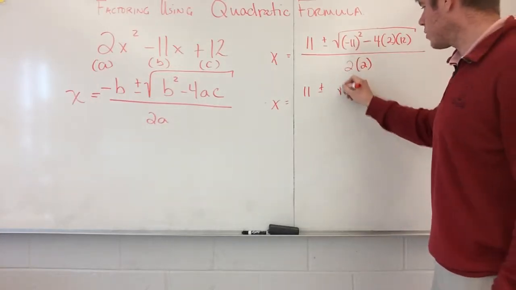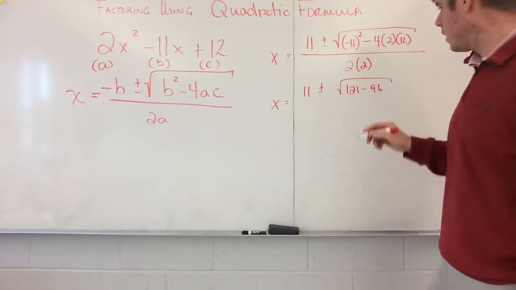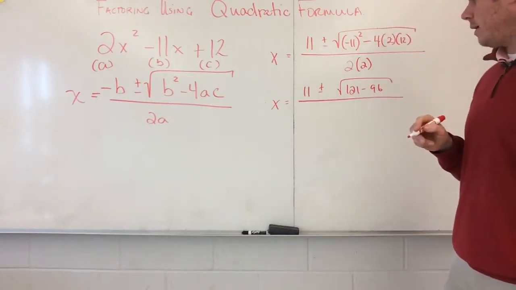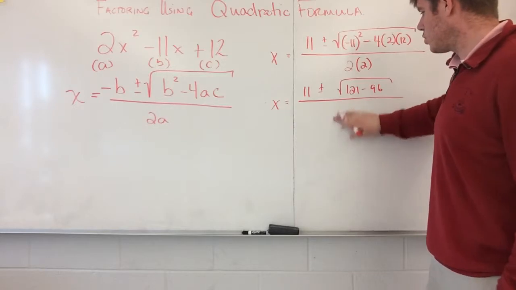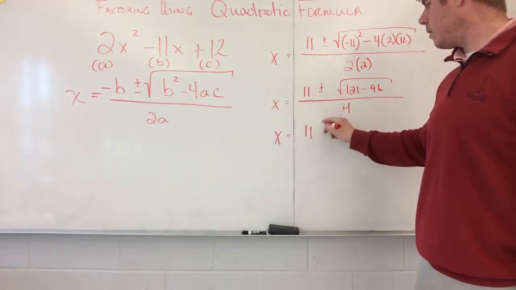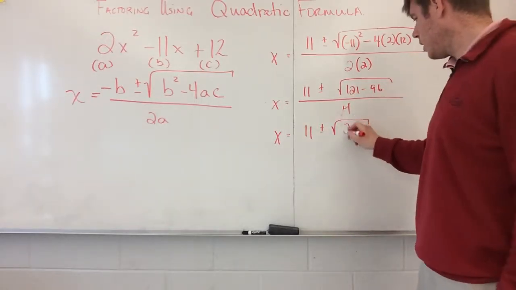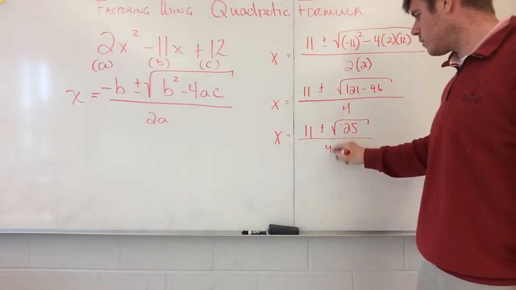So this is going to be the square root of 121 minus 96. All right? And then I take this, and then I divide by 2 times 2, which is 4. So what I now have is 11 plus or minus the square root of, and in this case 121 minus 96 is 25, which is nice, over 4.